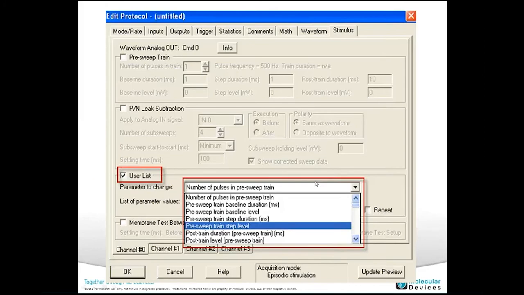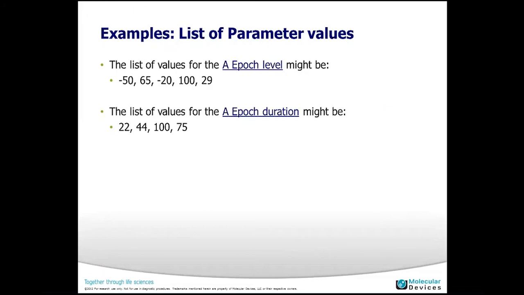Now, where you can find the user list is under the stimulus file, user list, and all those parameters that can be changed can be found in here. And I will show you in a live demonstration of this after my presentation, maybe about 5 minutes later.